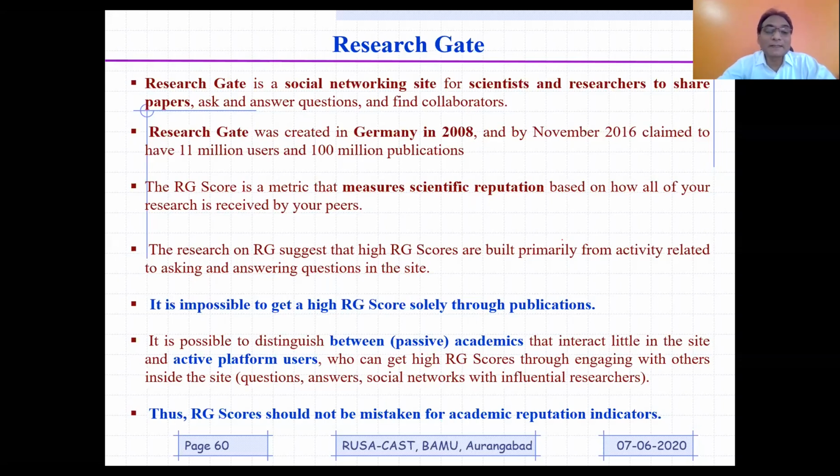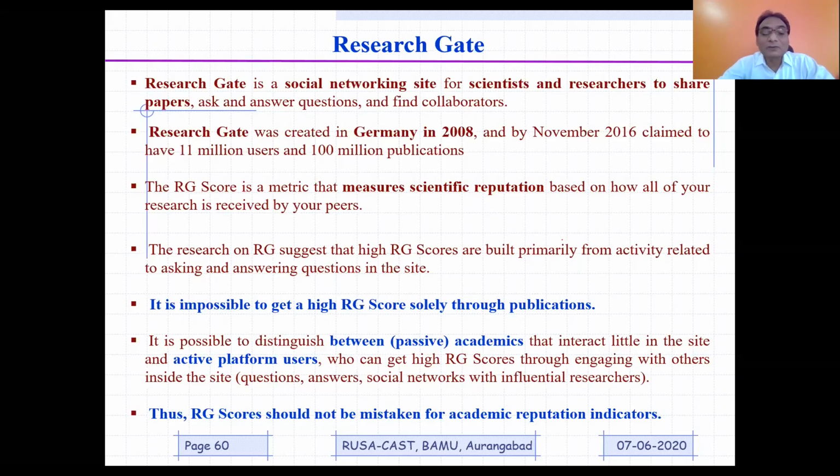But truly speaking, it is highly impossible to get a high RG score solely through publications. As I mentioned earlier, if you are a passive person and not interacting, then whenever you upload your paper on ResearchGate, a lot of questions will be raised by other research scholars, and if you are not responding, your score is not going to be enhanced.